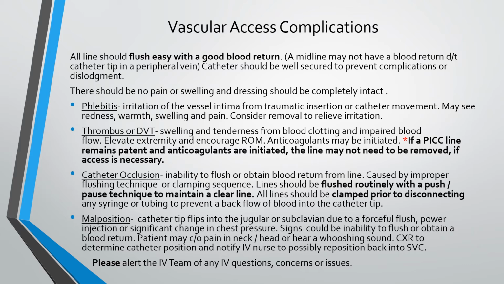Catheter occlusion is the inability to flush or obtain a blood return from the line, caused by improper flushing technique or clamping sequence. Lines should be flushed routinely with a push-pause technique to maintain a clear line. All lines should be clamped prior to disconnecting any syringe or tubing to prevent backflow of blood into the catheter tip. A malposition would be a catheter tip flipping into the jugular or subclavian vein due to forceful flushing, power injecting, or a significant change in chest pressure, such as coughing, sneezing, or hiccuping. Signs could be the inability to flush or obtain a blood return.